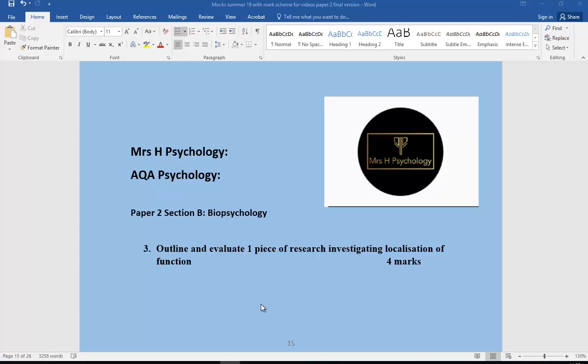This is H Psychology for Paper 2, Section B, Biopsychology. Here's another question. Just in this case, it was just a 4-marker. Outline and evaluate one piece of research investigating localization of function. So I've done a separate essay question, so plenty of detail. This one's just picking out one piece of research. So let's see what we could do for this.